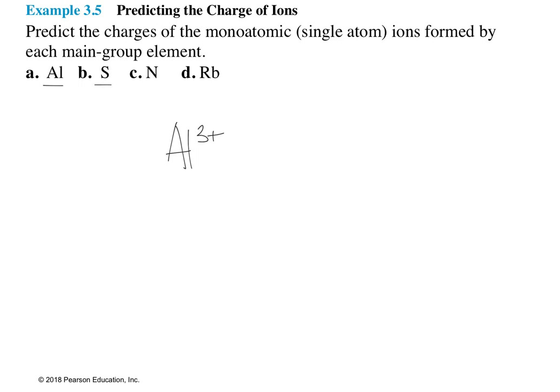Now sulfur is a nonmetal. It's in the 6th row. So it is 2 away from being like a noble gas; if it gained 2 electrons, it would be like a noble gas. So it's going to gain 2 electrons and be 2-. Nitrogen is a nonmetal, and it is 3 away from being like a noble gas. So it'll gain 3 electrons to form N3-. Rubidium is an alkali metal. It's in the first column. And it would like to lose 1 electron to form rubidium +1.